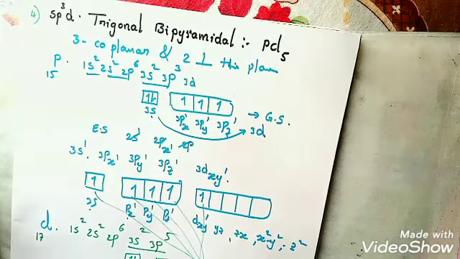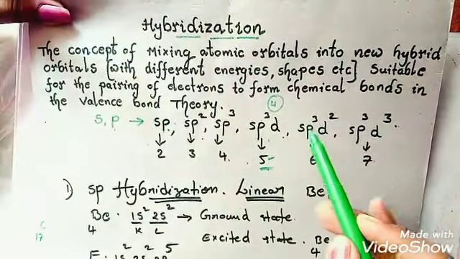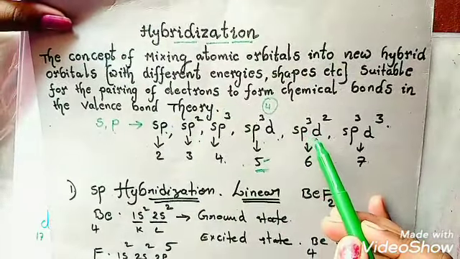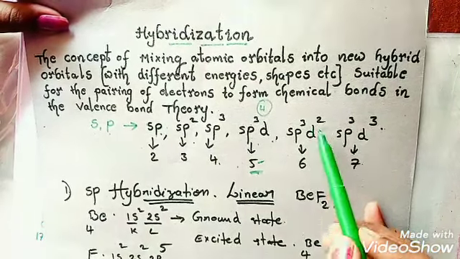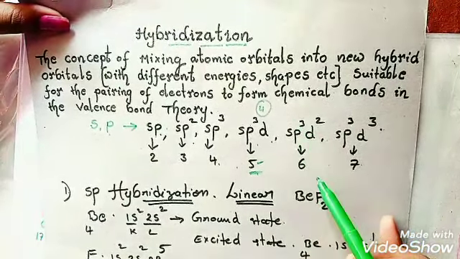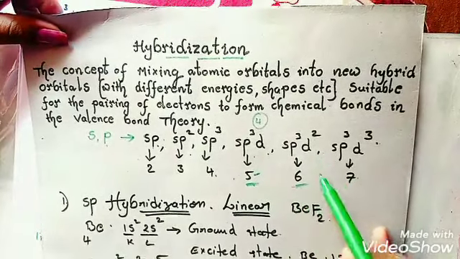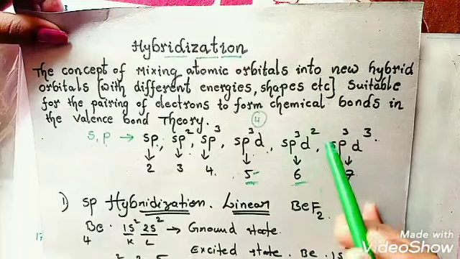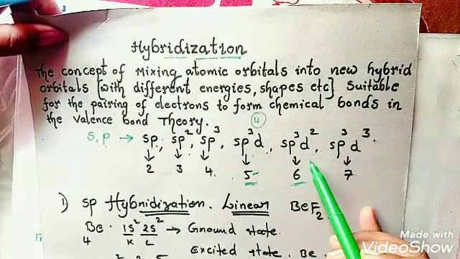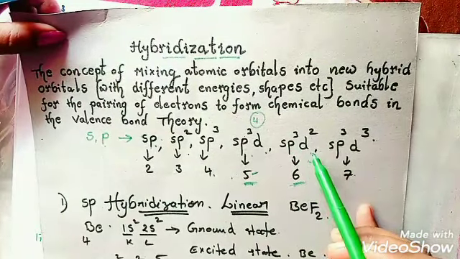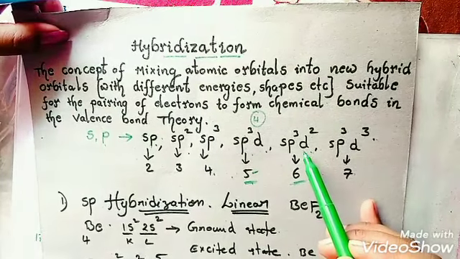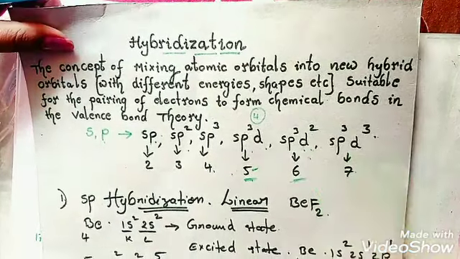Let's start the fifth one. The fifth one is sp3d2. So students, in sp3d2 the finally formed hybrid orbitals are 6, students. So this is also known as octahedral hybridization. If you draw the structure of this, you can get an octahedral shape. Let's start this clearly with an example.